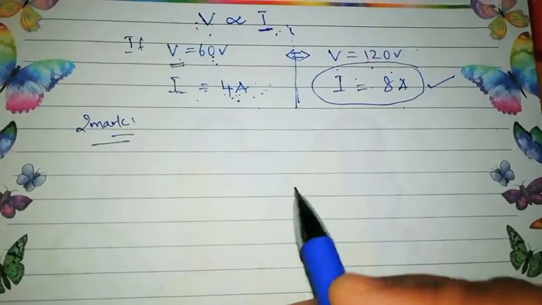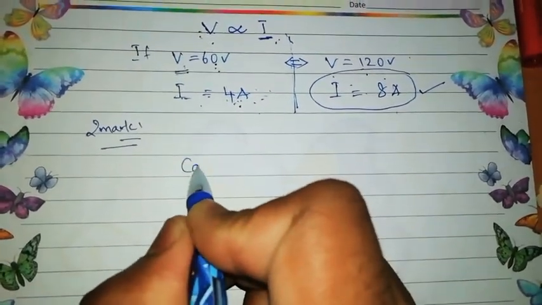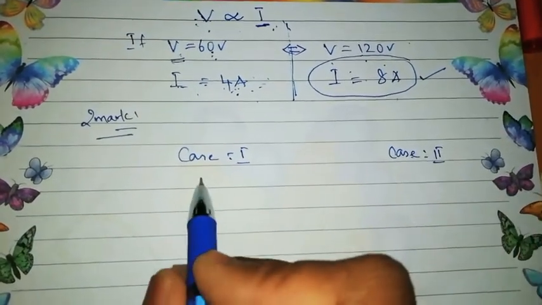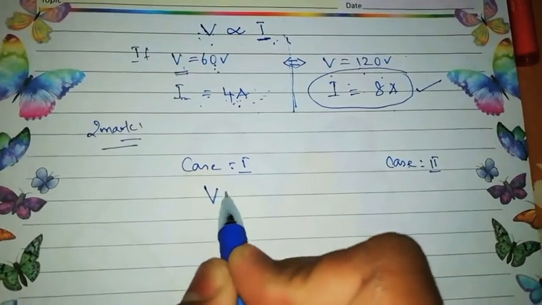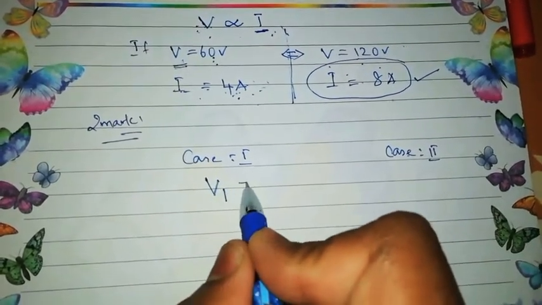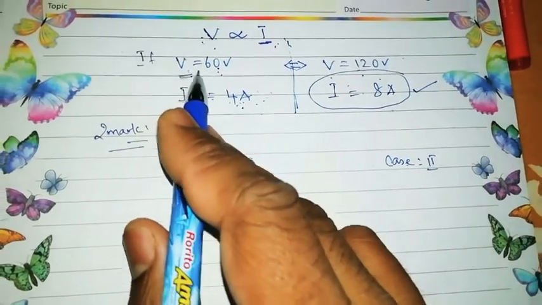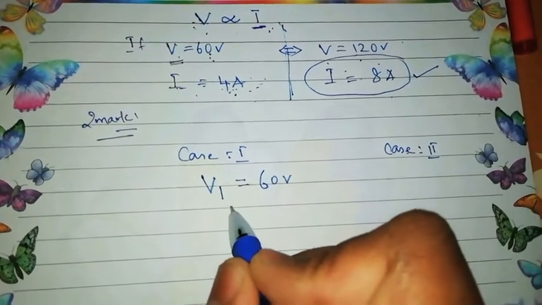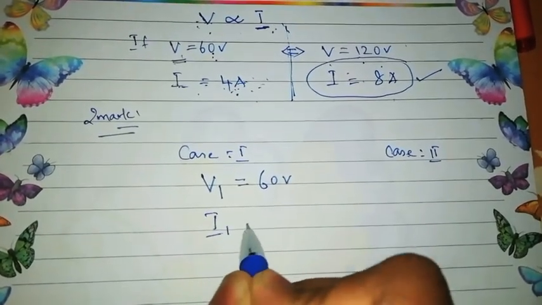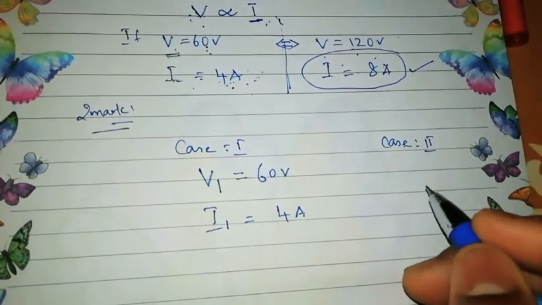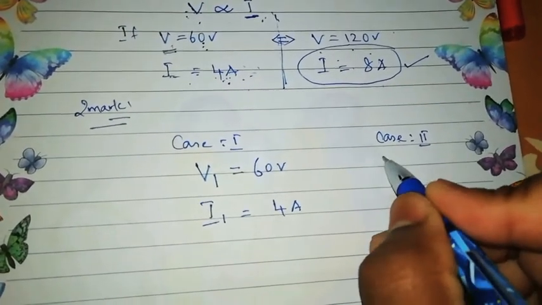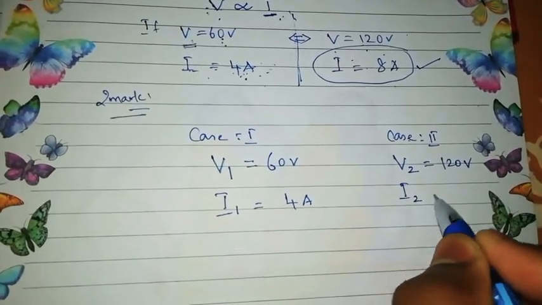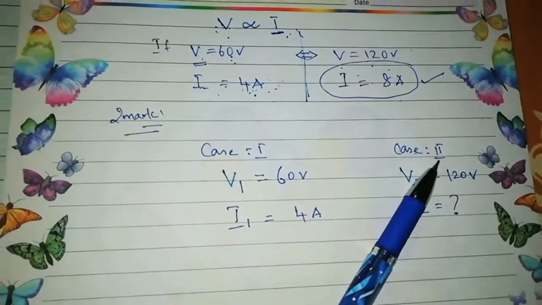Take an example. We make it two cases, case 1 and case 2. In case 1, it shows V1. V1 is the potential difference, the voltage, which is 60 volt. And the current I1 is equal to 4 A. In case 2, V2 is 120 volt, and I2, we don't know how much the current is, right?